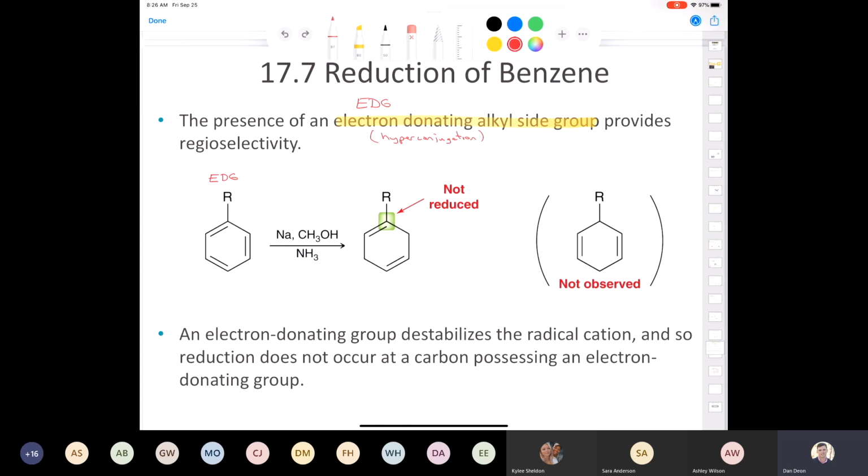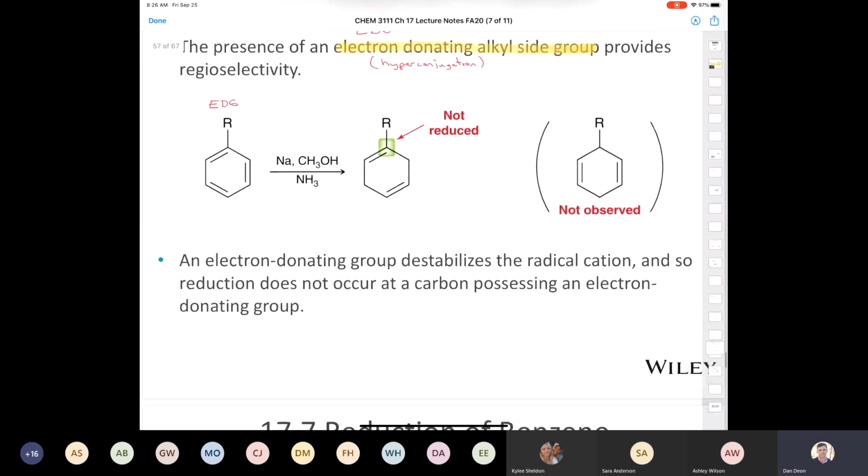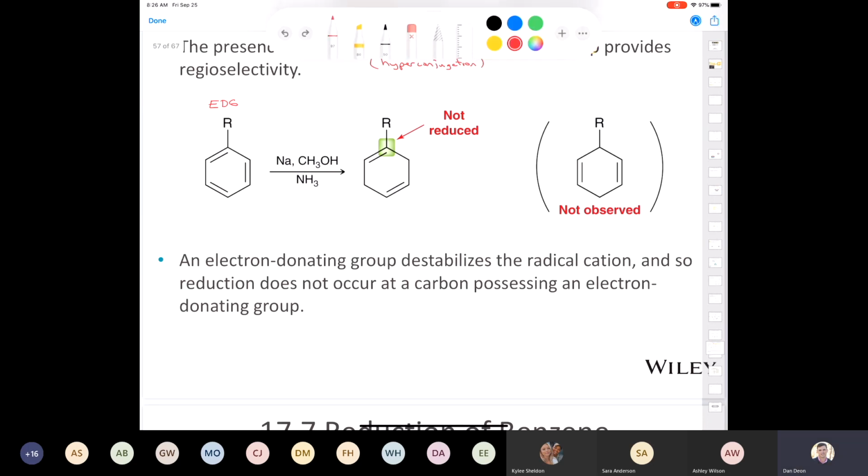It says here that an electron donating group destabilizes the radical anion, and so the reduction does not occur at the carbon possessing the electron donating group. Well, what does that mean? It says here that if you formed the radical, I shouldn't say radical cation, I should say radical anion. Oops, I'm going to change that. A radical anion. Okay, you would end up with an intermediate that looks like this.